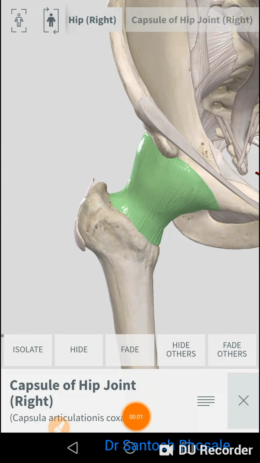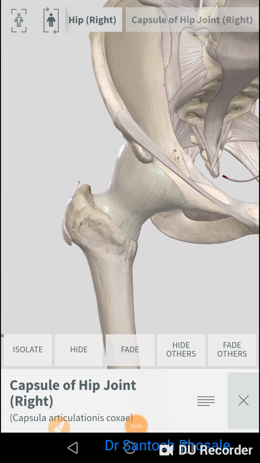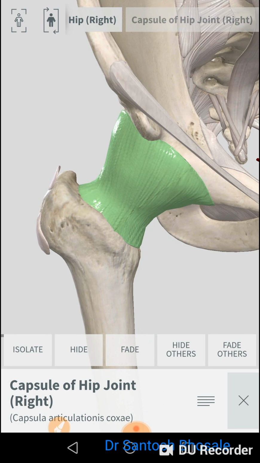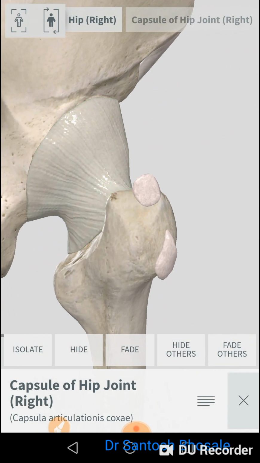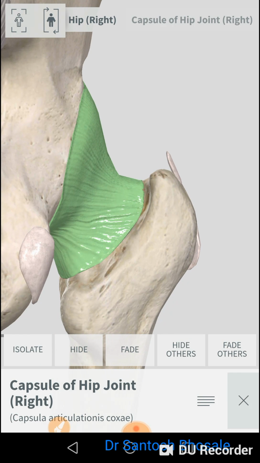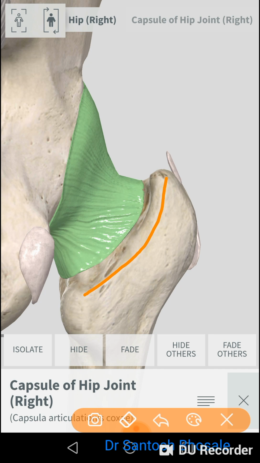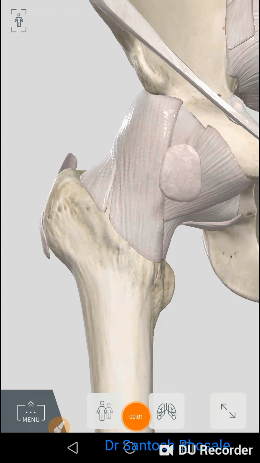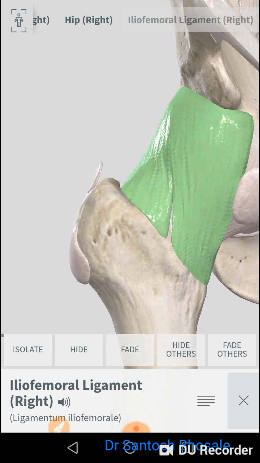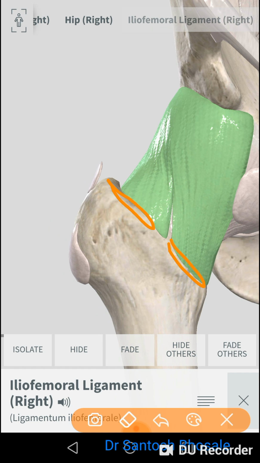And now you can see the capsule of the hip joint, which covers the anterior surface of the neck completely, whereas it does not cover the entire posterior surface of the neck. Here you can see it ends 1 centimeter medial to the intertrochanteric crest behind, and above the capsule you are seeing here, this is the Y-shaped iliofemoral ligament. The upper band and lower band have attachment to the intertrochanteric line.